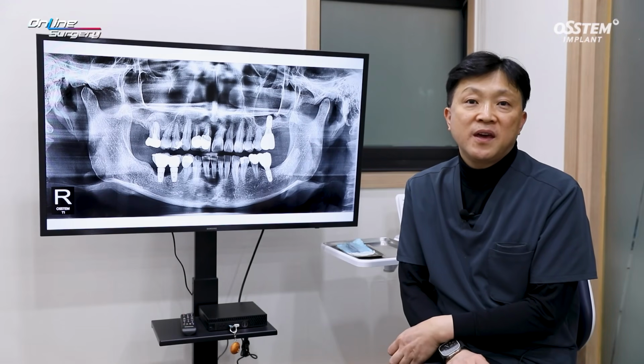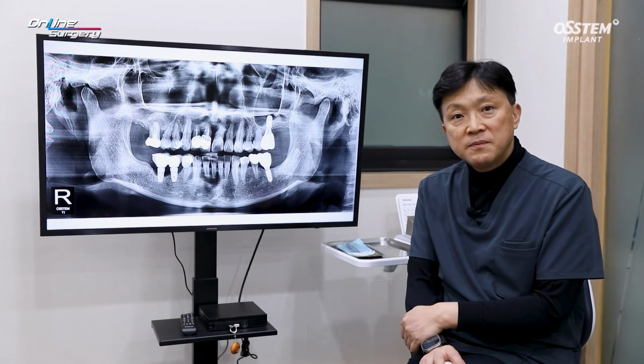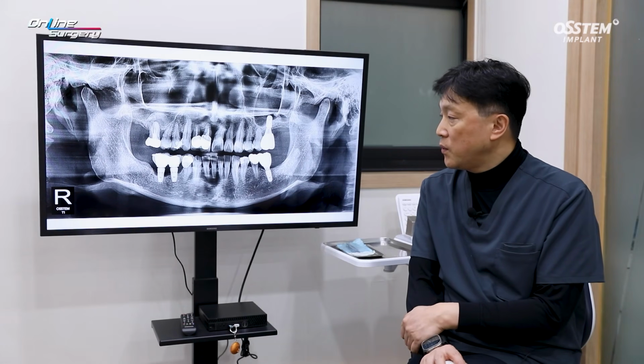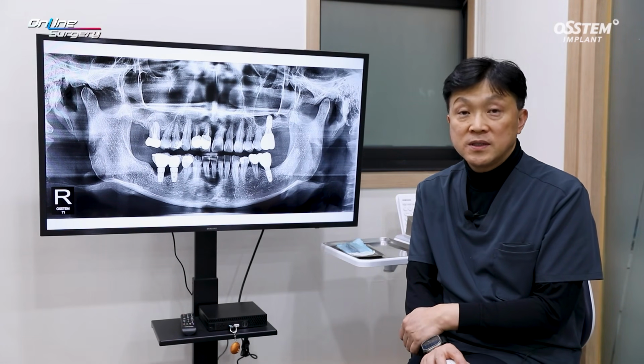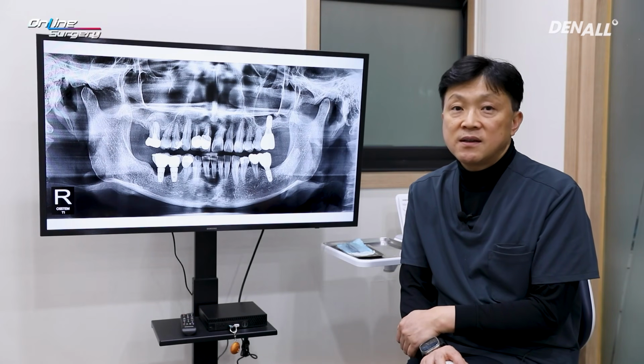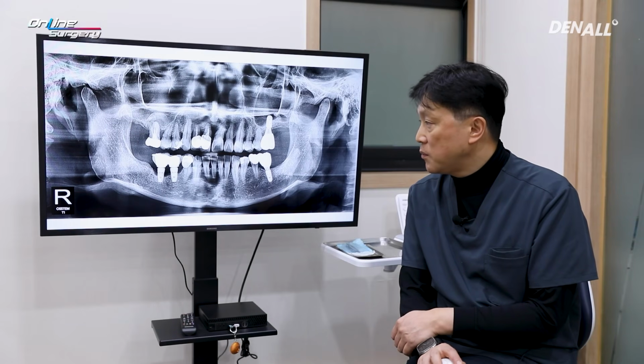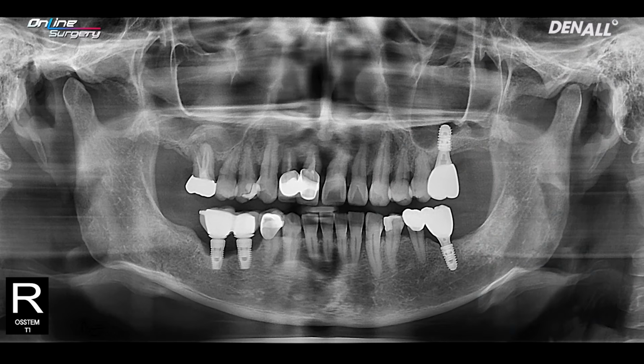Today's case is about number 45 and number 46. The patient had implants placed and prostheses had been placed there, and had been using them for a long time. But with gradual development of peri-implantitis, as you can see on the X-ray, there was bone loss as much as more than half of the implant length.